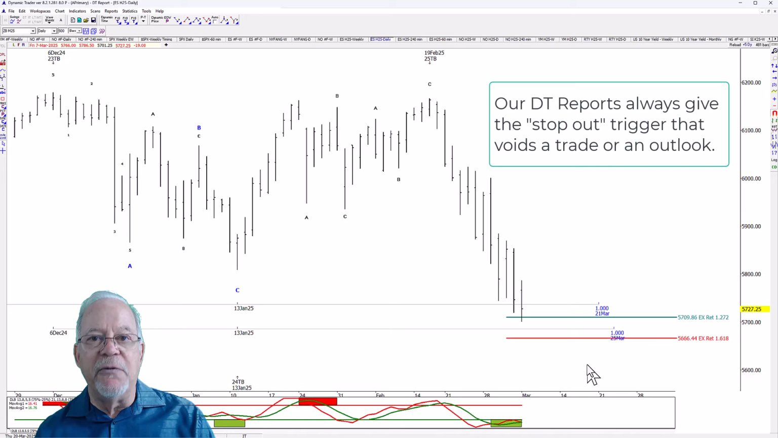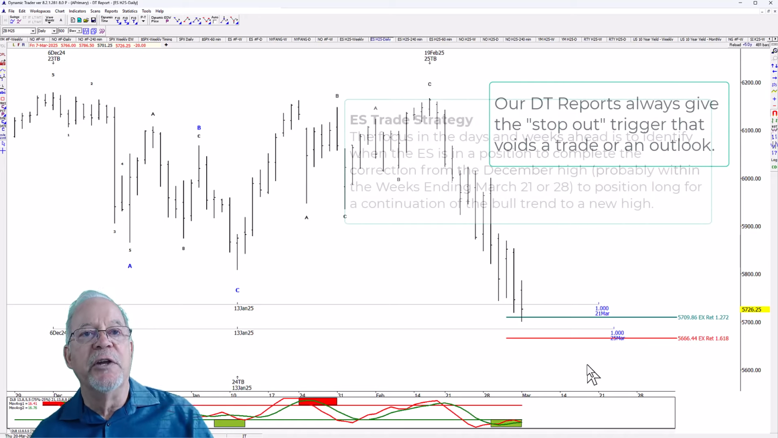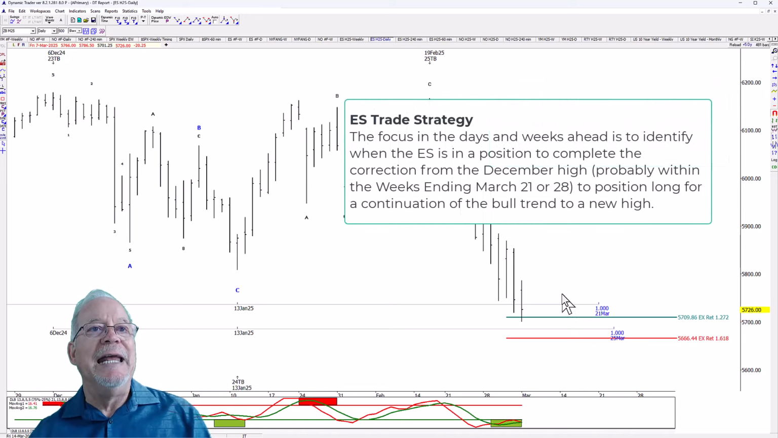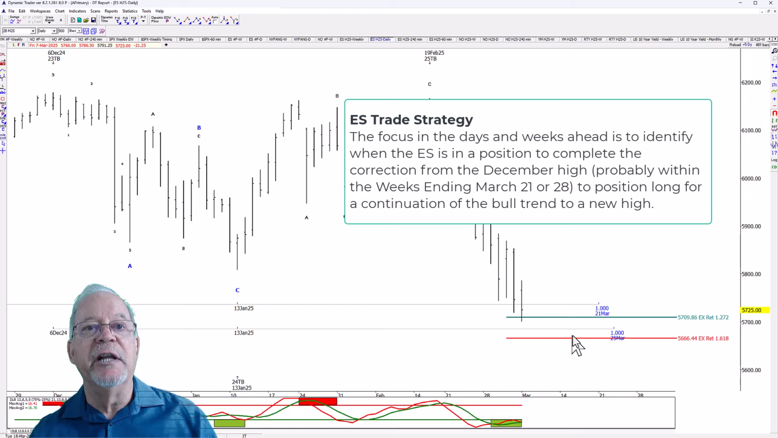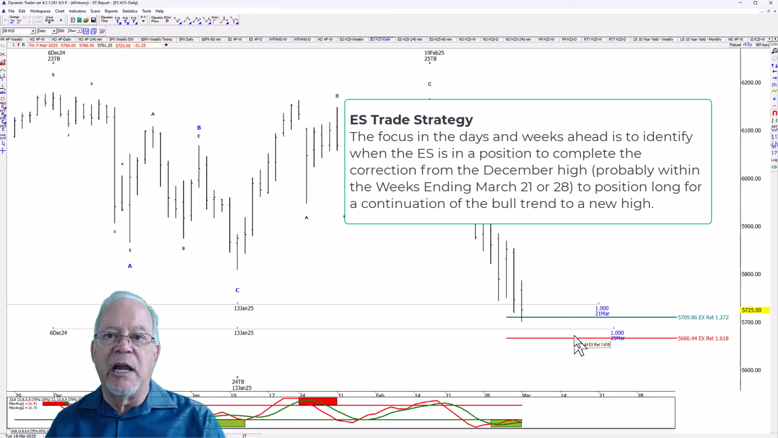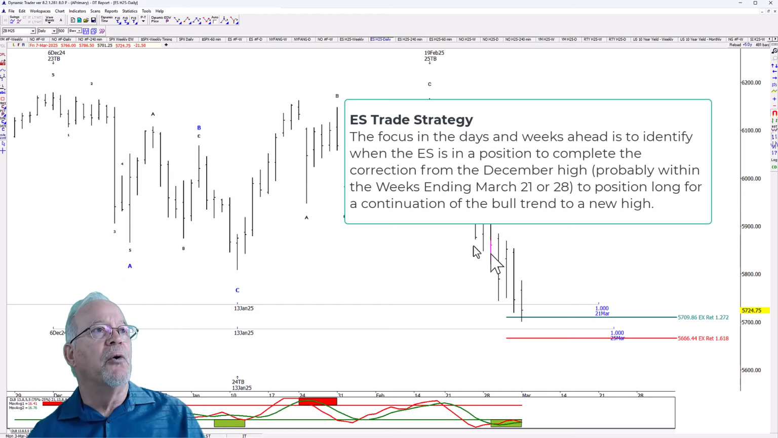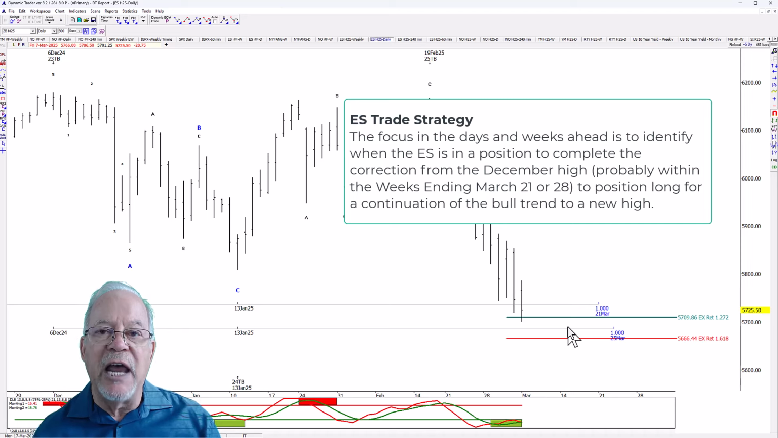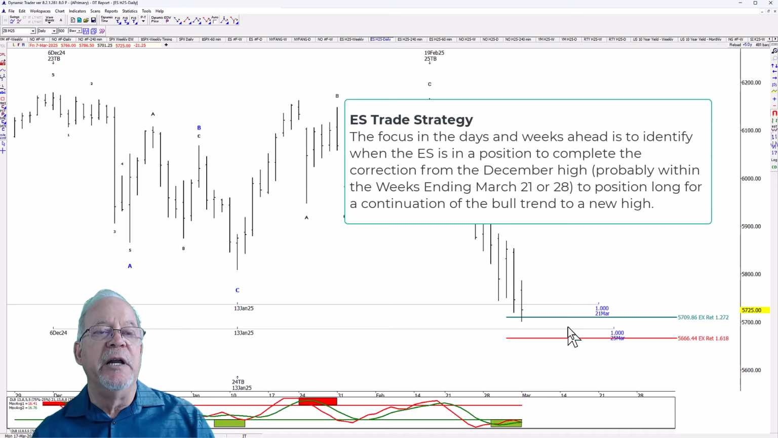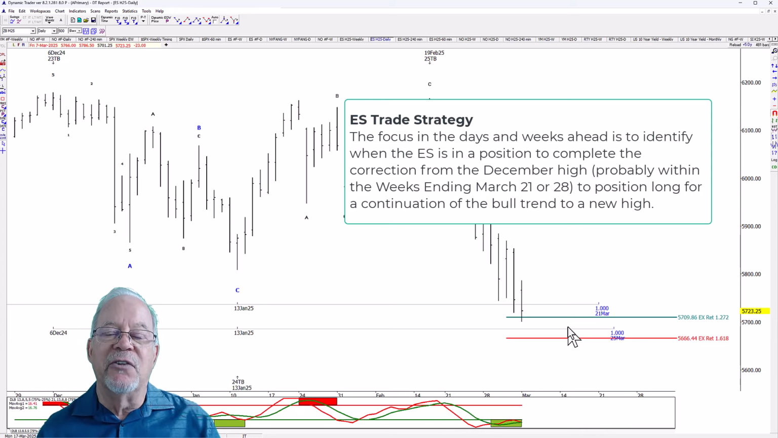So my focus right now over the next 2 to 3 weeks is to identify when and if the ES, the other stock indexes, get in a position, probably in the second half of March, to complete a correction that began with the December high. Now, the market may prove me wrong, but I'm going to be focused on identifying if the market gets in that position.